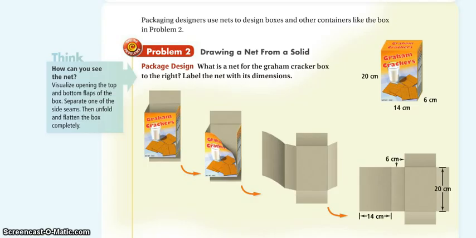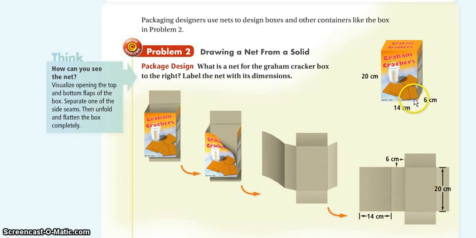Next, we're going to look at problem number 2, where we're drawing a net from a solid. As we see here, we have a graham cracker box, and what we want to do is unfold the box to make it into a net. So right now it's 3-dimensional. We want to unfold it so it becomes 2-dimensional, and we want to label the net with the dimensions. As you can see, they unfolded it. They did actually take off the labels, but they did measure it.